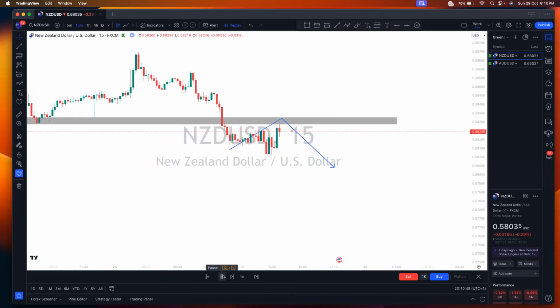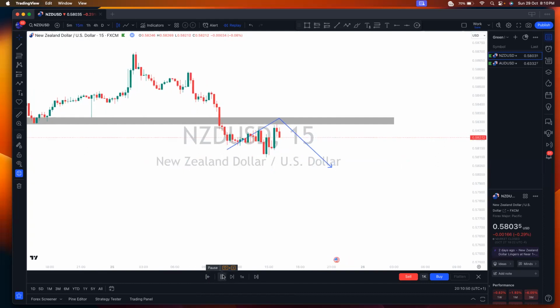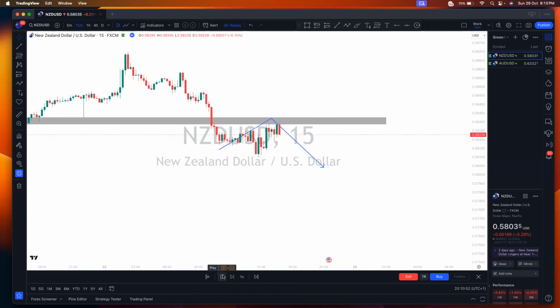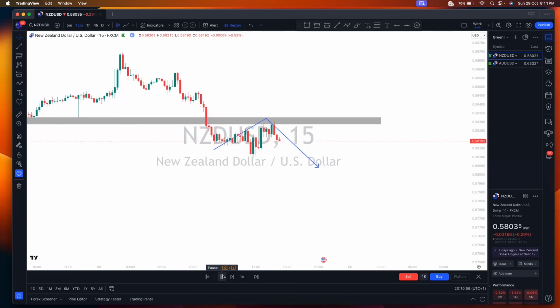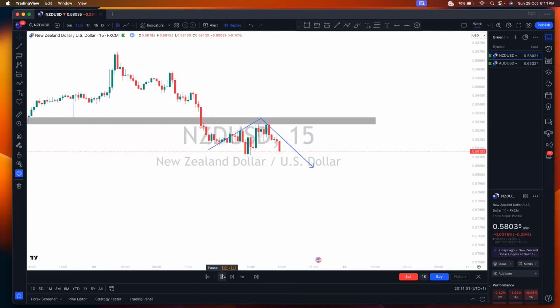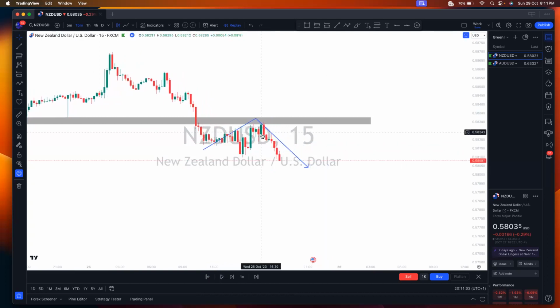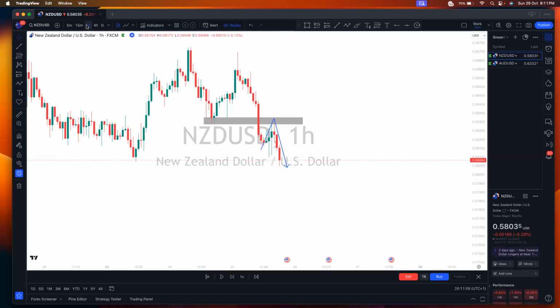Let's see. Did we get a bearish pin bar? We have not gotten a bearish pin bar yet. Okay, we now actually get a bearish pin bar. Do you understand? If I actually got a bearish pin bar now, that will be your entry confirmation. I'm going to be talking about these entries and entry confirmations more in our next session.